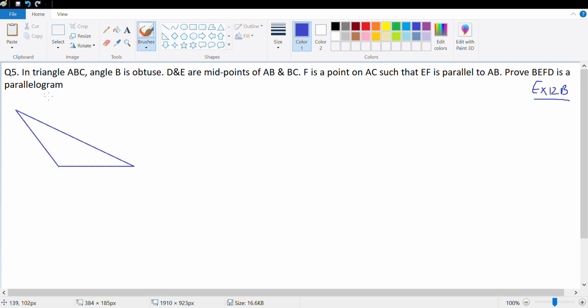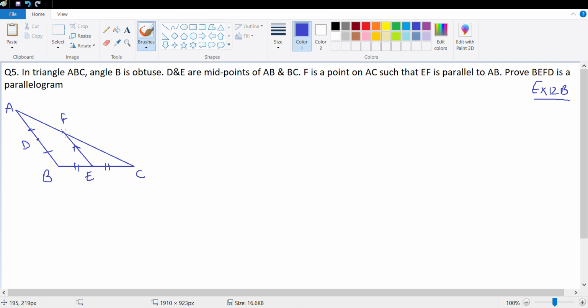Yeah, so this is angle A, a triangle ABC. Angle B is obtuse. D is midpoint of AB. So somewhere here is D and E is midpoint of BC. So somewhere here is BC. Good. F is a point on AC such that EF is parallel to AB. So EF is parallel to AB, something like this. So this is point E and this is point F. EF is parallel to AB.